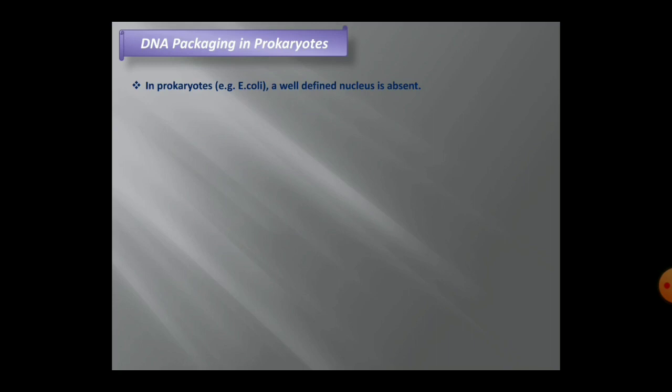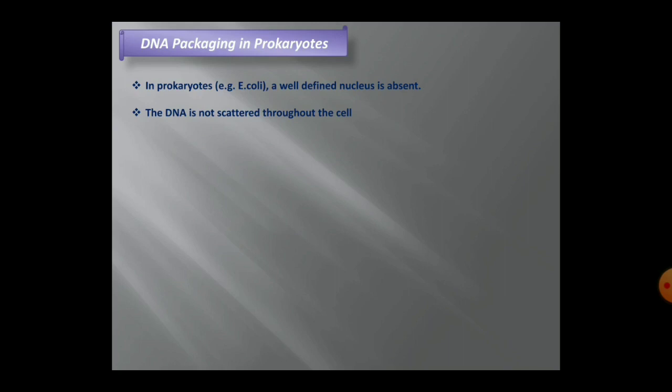So you already know the difference between prokaryotes and eukaryotes. In case of prokaryotes, a well-defined nucleus is absent, whereas in case of eukaryotes, a well-defined nucleus is present. That means in case of prokaryotes, even though the nucleus is absent, the DNA is not scattered throughout the cell.